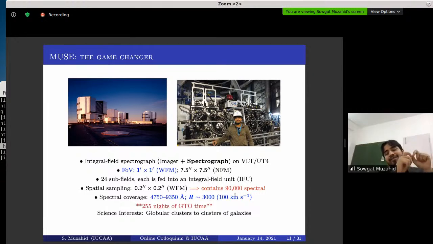At each pixel, you get a spectrum, right? Or you can think of it a different way: at each wavelength layer, you have an image. So that's really fantastic. The spectral coverage of MUSE ranges from 4,750 to 9,350 angstrom with a resolution of 3,000, which is about 100 kilometers per second at about 7,000 angstrom or so. The MUSE GTO team got 255 nights. And the team, the MUSE Consortium, has very wide science interests, from globular clusters to clusters of galaxies.